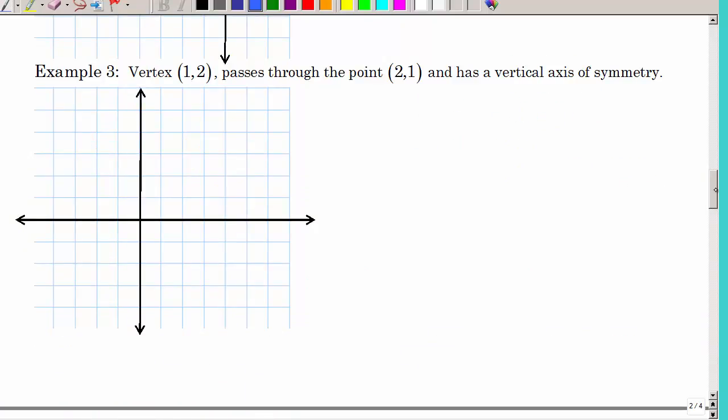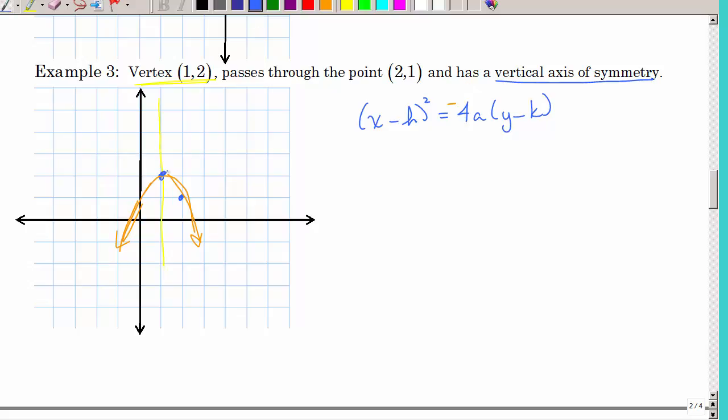Okay, this one's a little bit different. They're giving us a vertex and a point, and it tells us it has a vertical axis of symmetry. All right, so we have a vertex and a point, and the axis of symmetry goes through the vertex, so I know I have a vertical axis of symmetry. Well, that definitely means that my x quantity is squared. But what else is it going to do? It's going to have to go down, right? When it goes down, 4a is going to go negative.